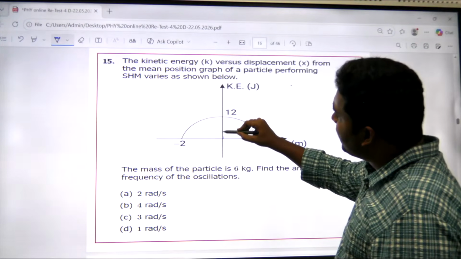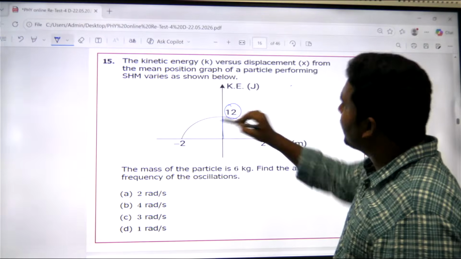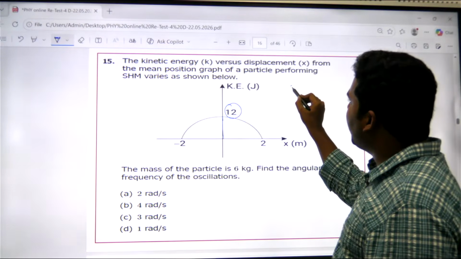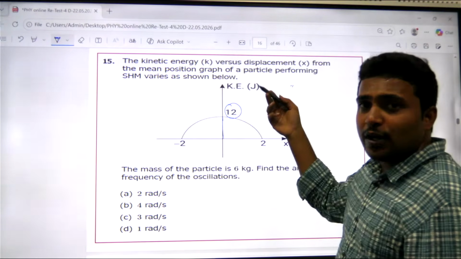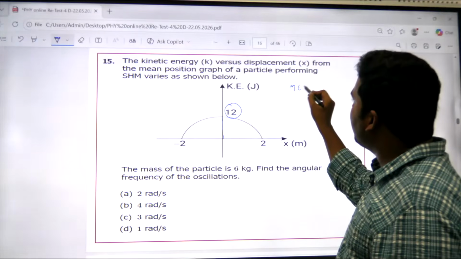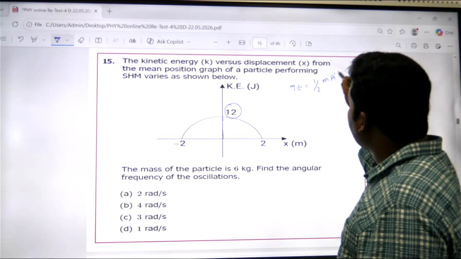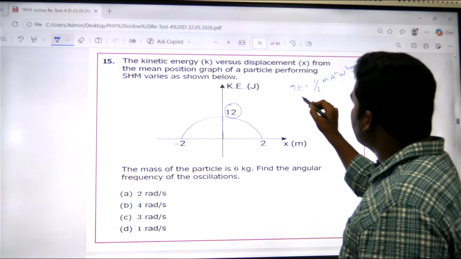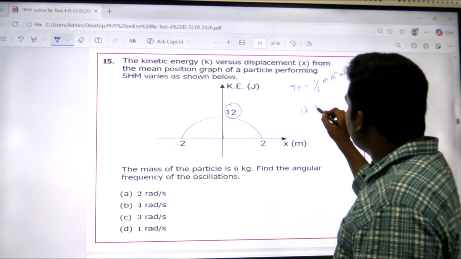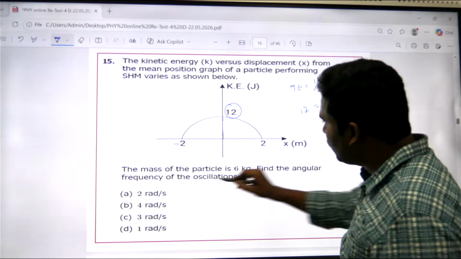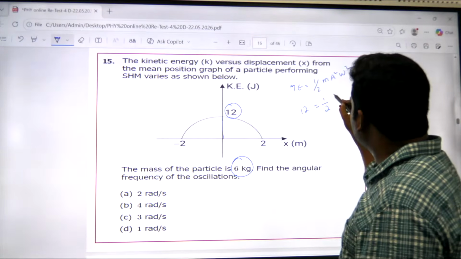From this figure, can I simply say the maximum kinetic energy is 12? The maximum kinetic energy is the total energy. So the total energy is equal to half m a square omega square. So this total energy is 12, equal to 1 by 2. And what is the mass of the body? It is 6 kg, so it is 6.